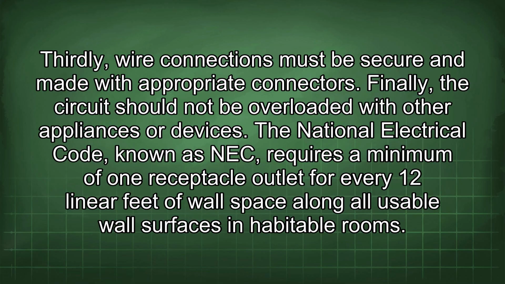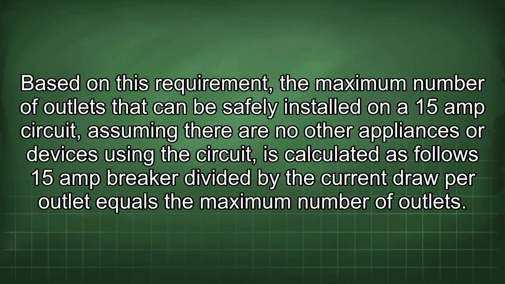The National Electrical Code, known as NEC, requires a minimum of one receptacle outlet for every 12 linear feet of wall space along all usable wall surfaces in habitable rooms. Based on this requirement, the maximum number of outlets that can be safely installed on a 15-amp circuit, assuming there are no other appliances or devices using the circuit, is calculated as follows: 15-amp breaker divided by the current draw per outlet equals the maximum number of outlets.